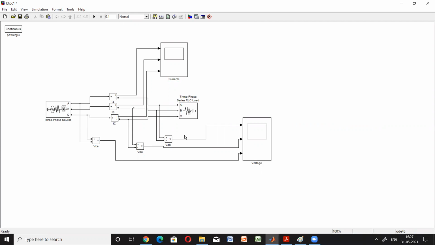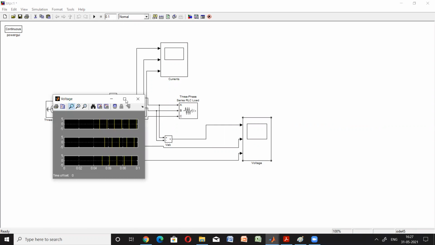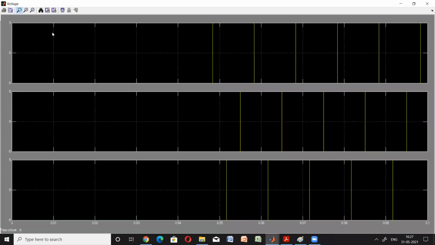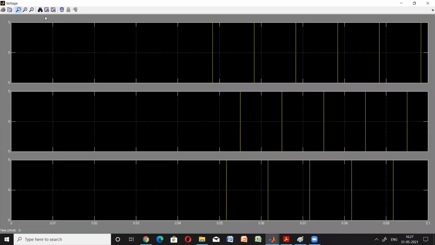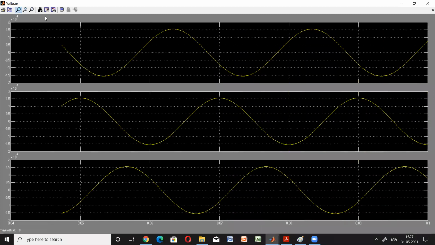Now, first of all, let us click on the voltage scope. In the voltage scope, if we auto scale it, then you can see clearly the three voltage sources. The three voltages basically have the same magnitude and they are displaced by 120 degrees from each other.